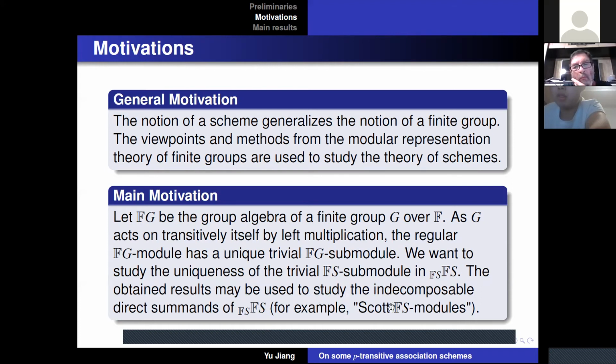For example, we can consider some Scott FS-modules. Scott FG-modules are very nice because they have a lot of very interesting properties. For example, because they are indecomposable modules, they can be parameterized by their vertices.